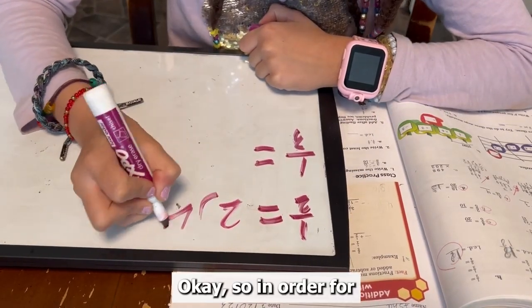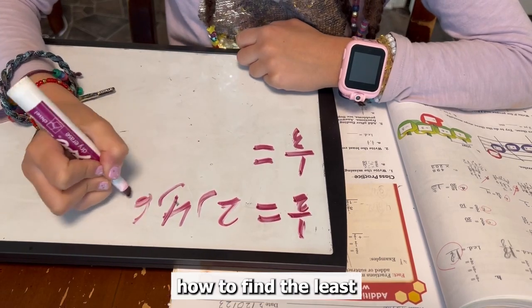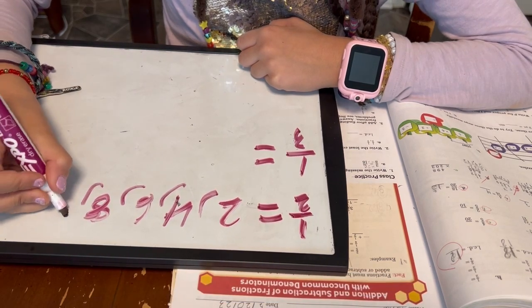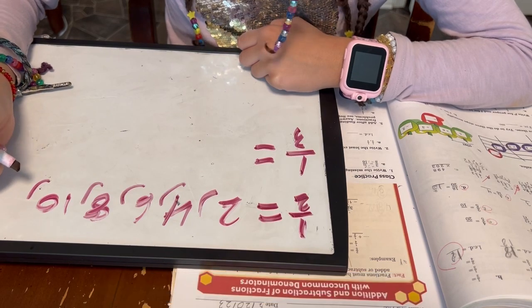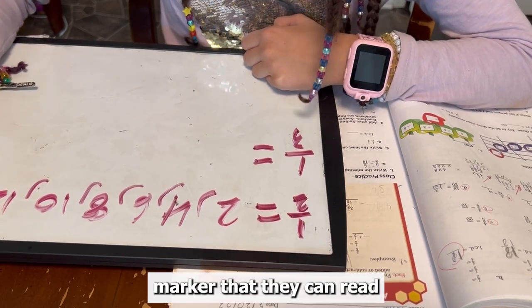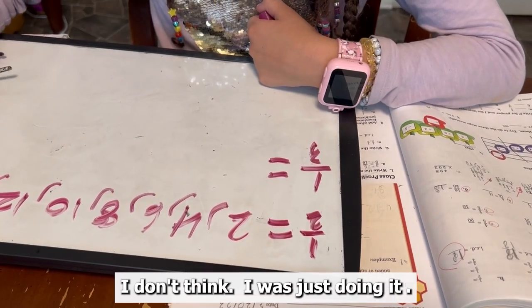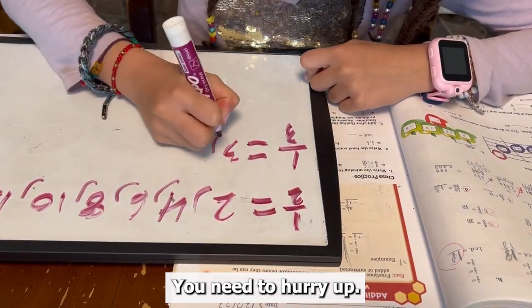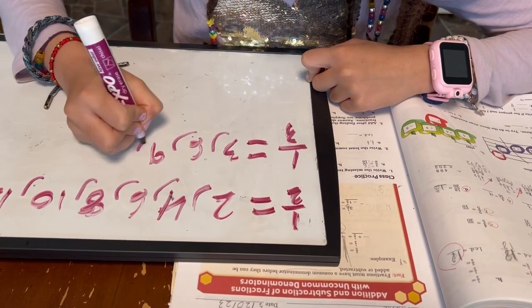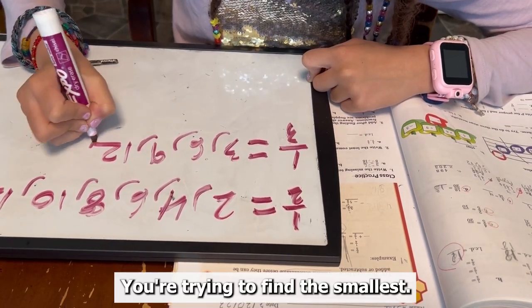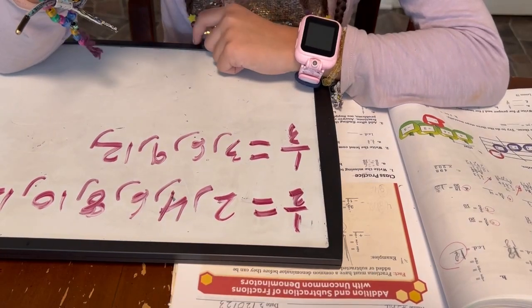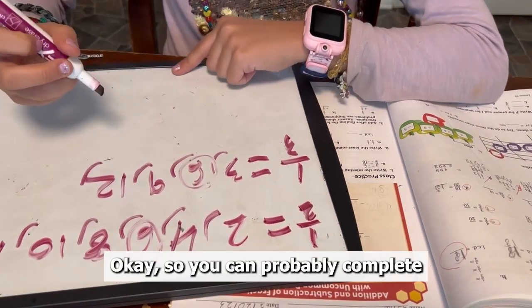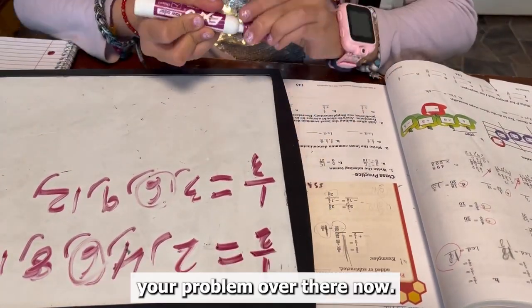In order for the child to find the least common denominators, it's good practice to have them write out the multiples, preferably with a marker that they can read. You don't have to keep going that far. You're trying to find the smallest number that they share, which is what? 6. Okay, so you can probably complete your problem now.